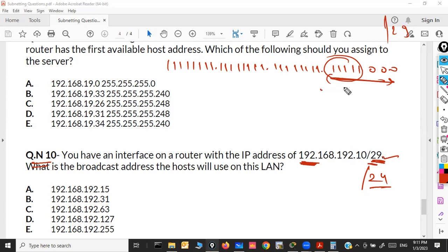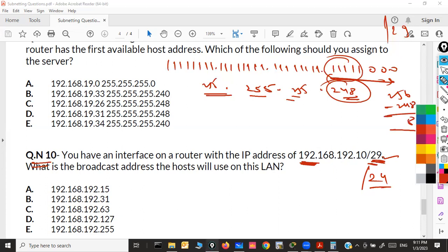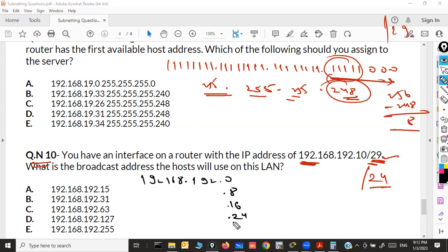So in decimal, we can write 255.255.255.248. And then we have to find the magic number. The magic number, the block size, is 8, because this number needs to be subtracted from 256. It means if I have to write down subnet addresses, they will be 192.168.192.0, then 8, then 16, then 24, then 32, and so on.